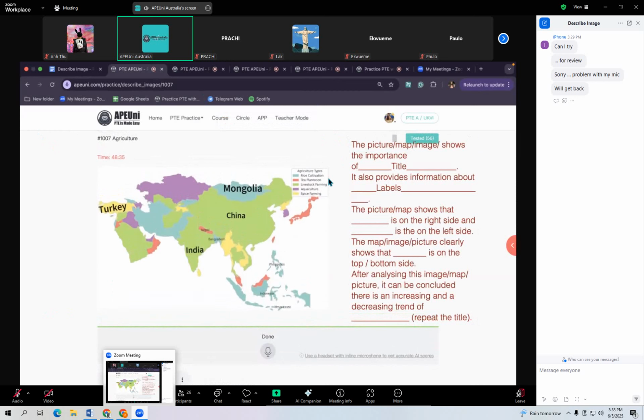The image shows the importance of agriculture types. It also provides information about rice cultivation, tree plantation, livestock farming, aquaculture, spice farming. The image shows that Turkey and India is on the left, China and Mongolia is on the right. The image also shows that Mongolia is at the top and Indonesia is at the bottom. After analyzing this image, it can be concluded there is an increasing and a decreasing trend of agriculture types, right? That's how you will say it.